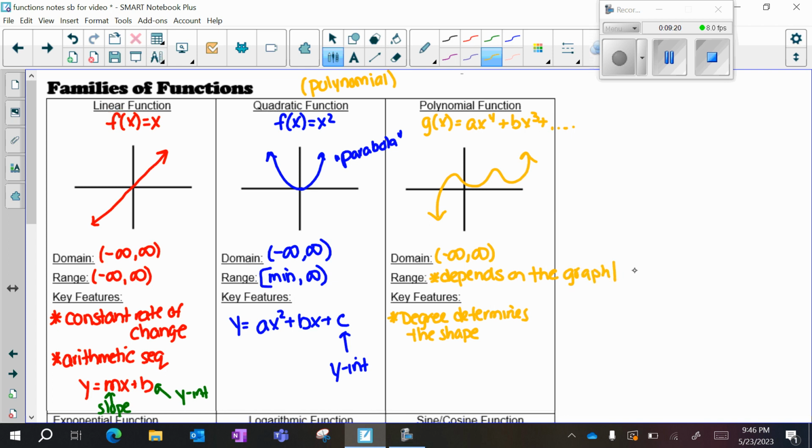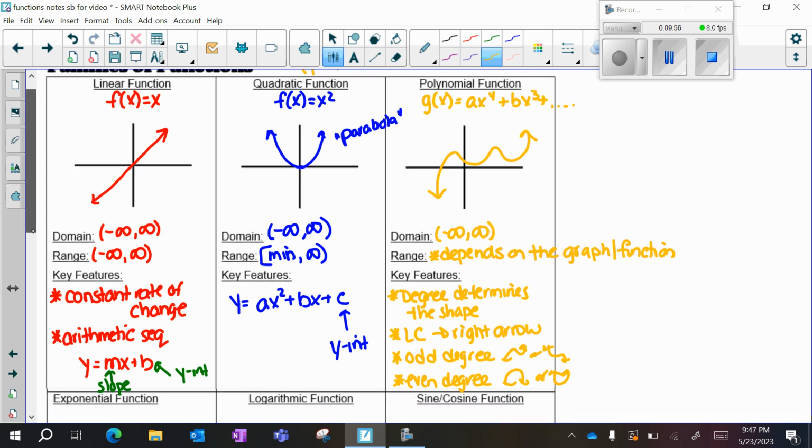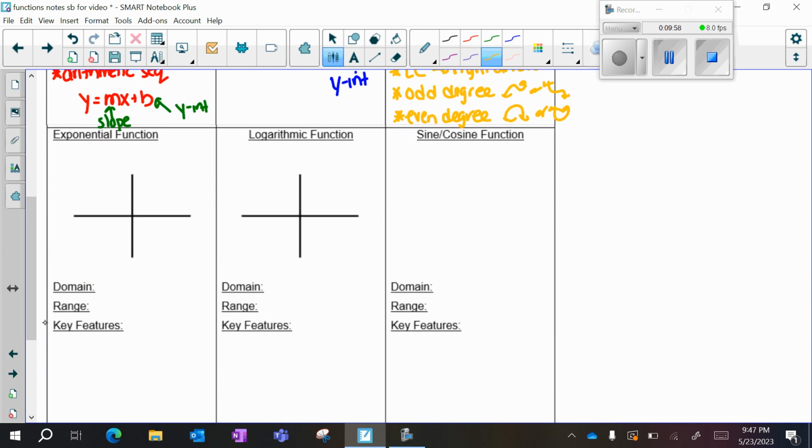It doesn't have a general form. Remember that your leading coefficient is always going to determine your right arrow, which way it's pointing. And then odd degree is opposite, and even degree is the same. So those are our polynomial functions. Let's move on to our exponential functions.